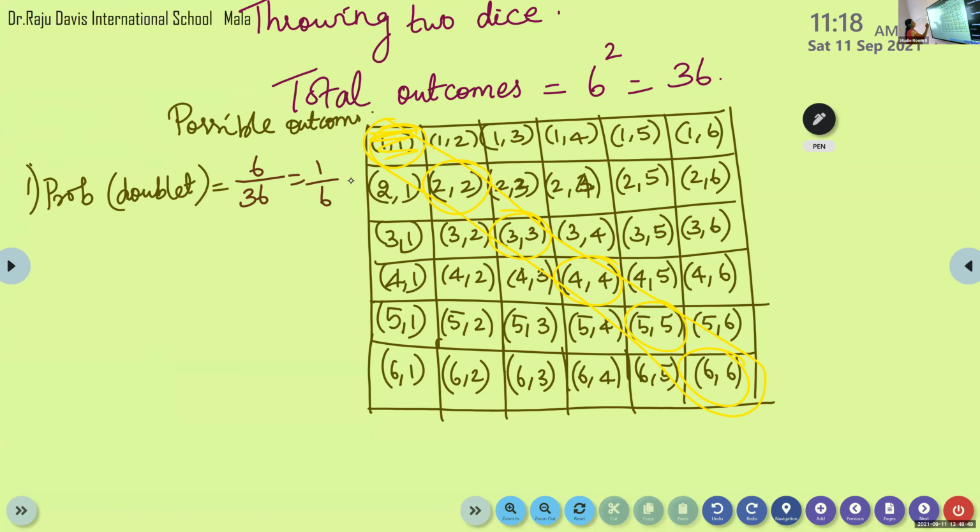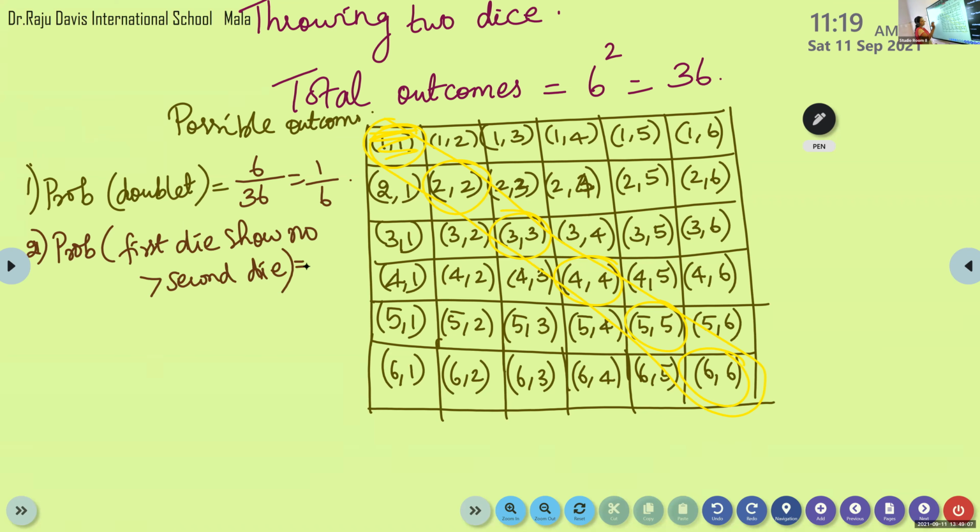Now, second one: what is the probability of the first die showing a number greater than the second die? The first die should show a number which is greater than the second die.